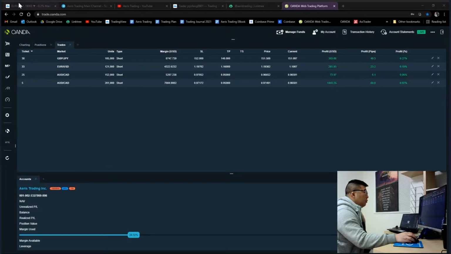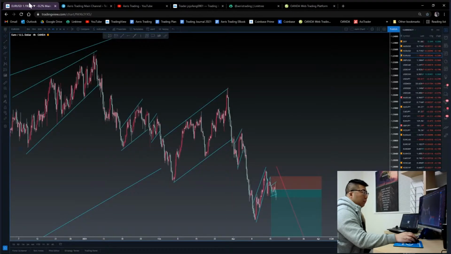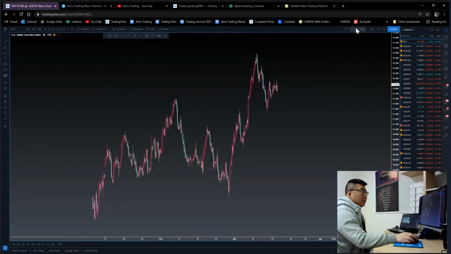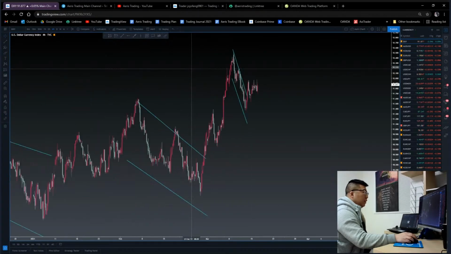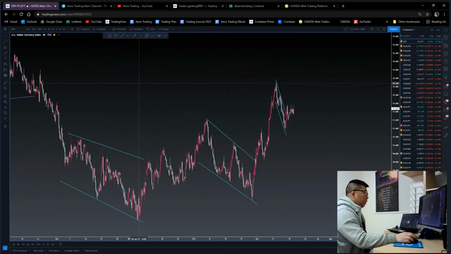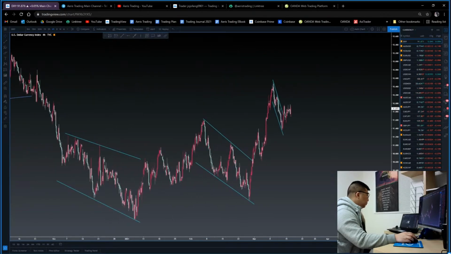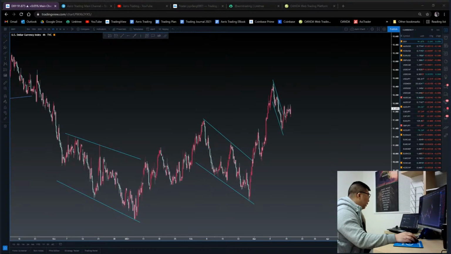All right, so let's move on to what we're looking at for today, or sorry, for the next 24 or 48 hours. Let's look at a few things. I'm going to start with dollar first. We'll start with dollar index, and we'll take it from there.